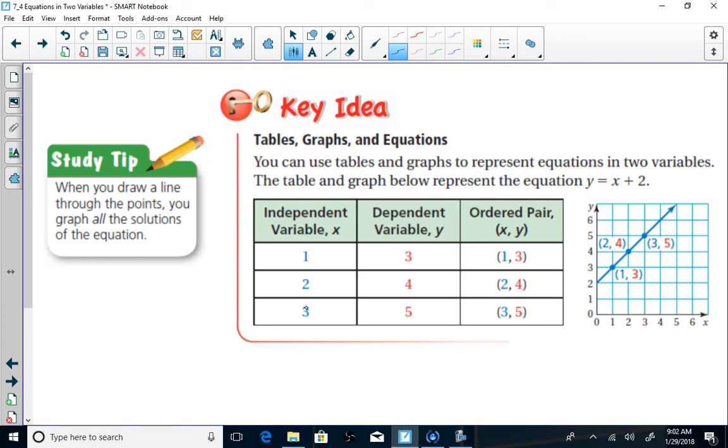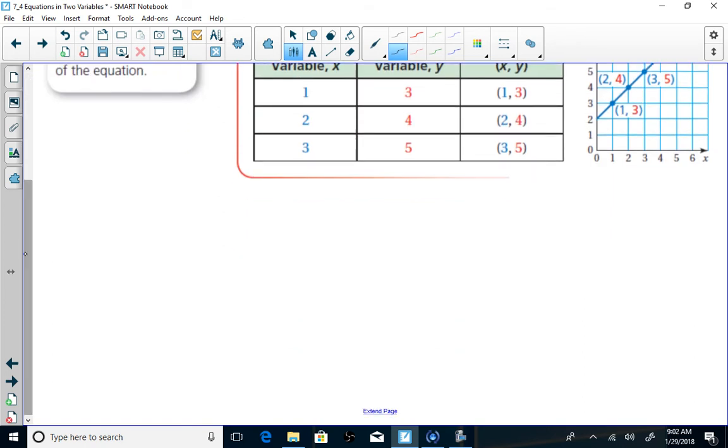If I use an input of 3, that means I replace x with 3. What is 3 plus 2? Well, 3 plus 2 is 5. So when my input is 3, my output here is 5. Right? So I get ordered pairs, and I graph my ordered pairs on a coordinate plane. And we're going to do a couple of those. All right?